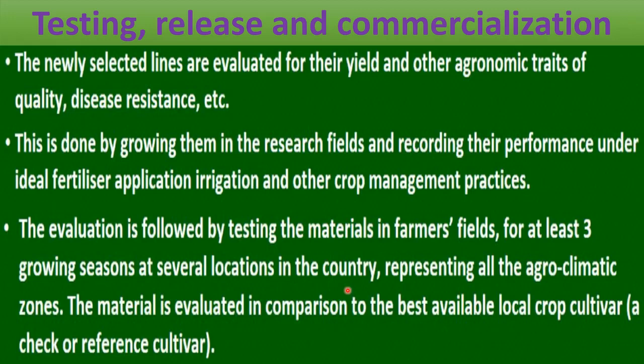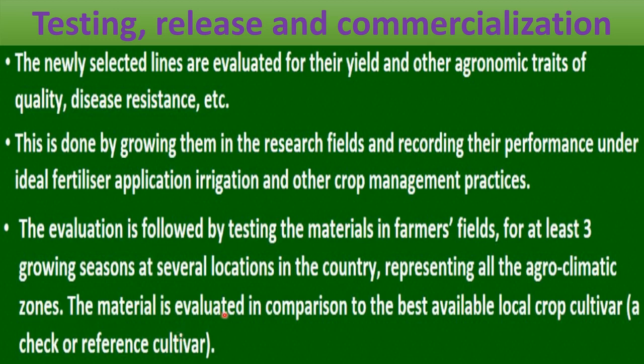soil can vary from location to location. So these plants are tested at several locations and for at least 3 seasons in the farmers' field, representing all the agroclimatic zones. Now we are saying that these are tested in several locations, so soil can vary, and along with the soil, other climatic conditions are also different in different locations. So these are tested at different locations.